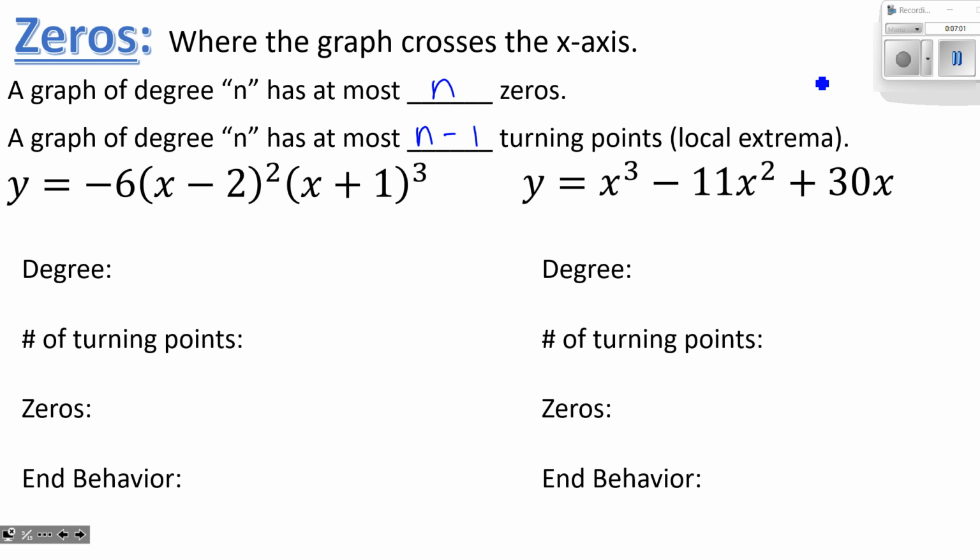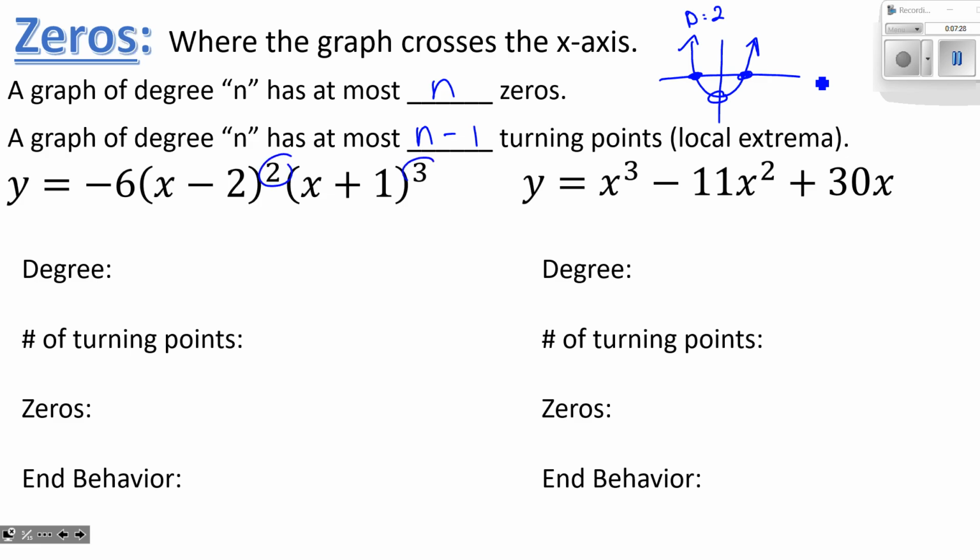Think of a basic example, a parabola. That's an x and y axis. So the degree is 2. It has at most 2 zeros, and the turning point is just the vertex there, 1 turning point, or 1 local extremum. All right, let's go through this quick example together, then you'll have one to try yourself.